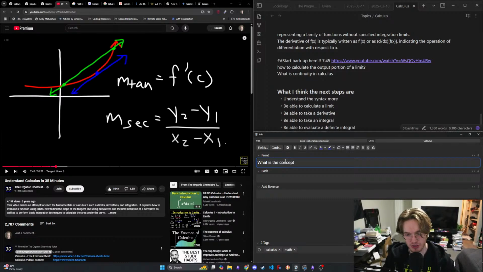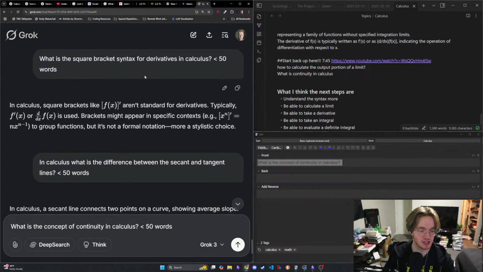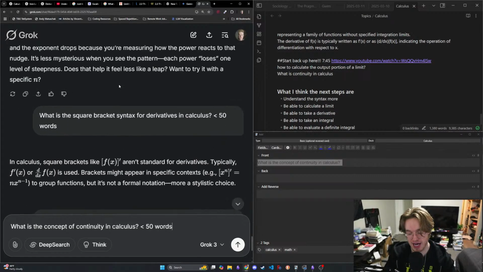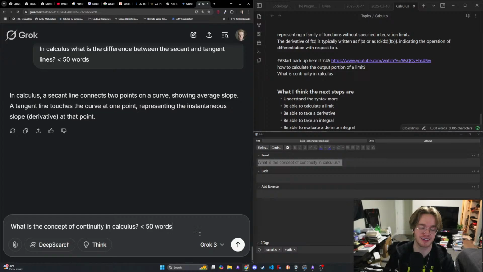And then I'm going to also do one on the concept of continuity in calculus. What this is, I believe, is the idea that if we describe the removable discontinuity as a function where the result of the function is undefined for a given input, then continuity should be not that.